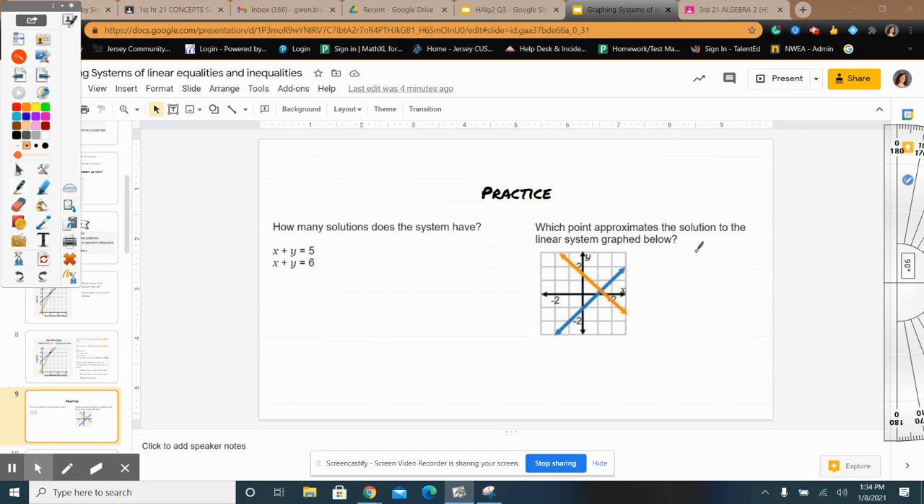What point approximates the solution to this graph? It looks like it's right about here. We're definitely going to approximate. I could write the equation of the line and figure it out, but by the graph, sometimes graphing is not a very good method. It looks like maybe 1.1, I don't know. What do you guys think? 0.1? Hard to tell. The lines are pretty thick, so you can't quite tell the point of intersection there. Sometimes graphing is not the best method because you can't tell exactly where those lines cross.